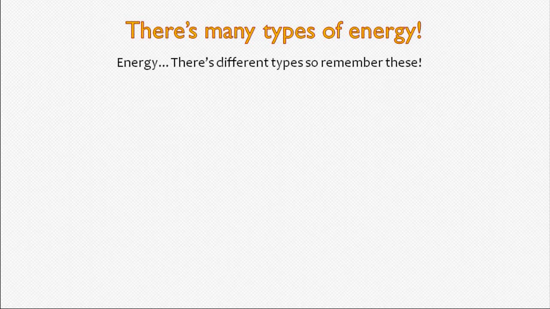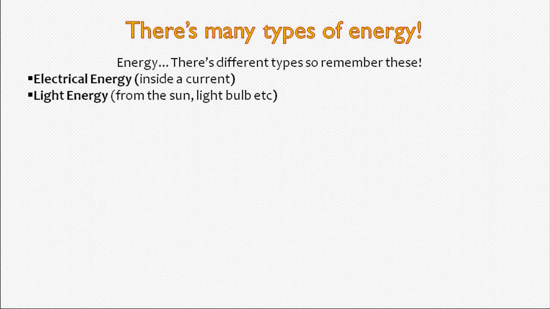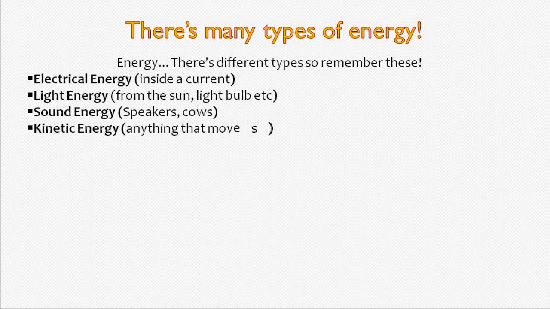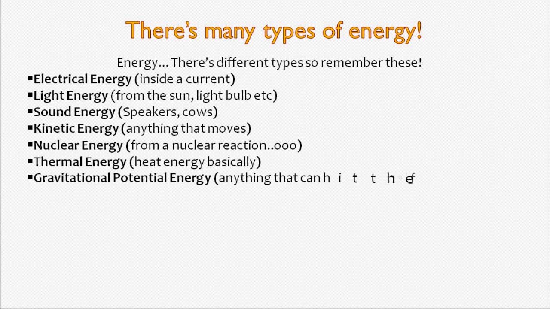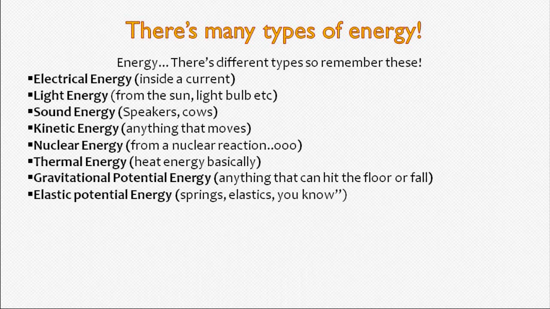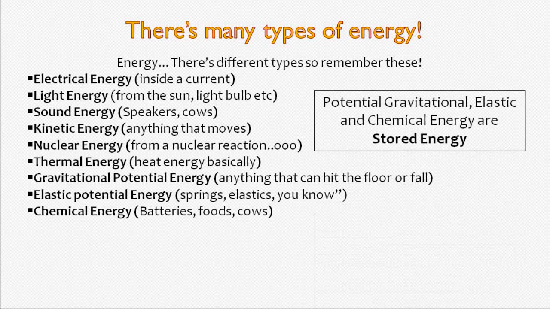There are different types of energy, so you need to remember these. Electrical energy inside the current, light energy from the sun or a light bulb, sound energy from speakers or cows, kinetic energy, anything that basically moves, nuclear energy from a nuclear reaction, thermal energy, heat energy basically, gravitational potential energy, anything that can hit the floor or fall, elastic potential energy, springs, elastics, chemical energy, batteries, foods, cows. Gravitational potential, elastic potential and chemical energy are examples of stored energy.